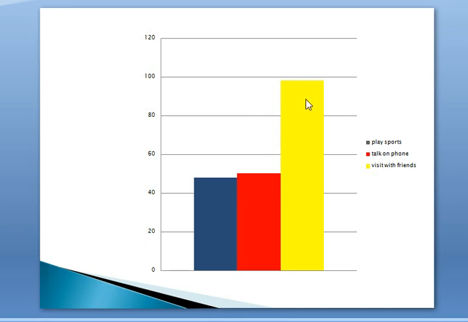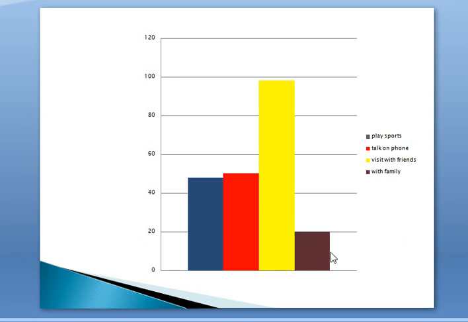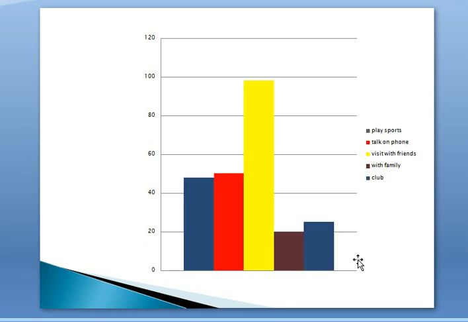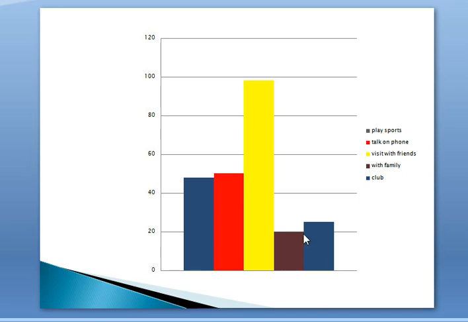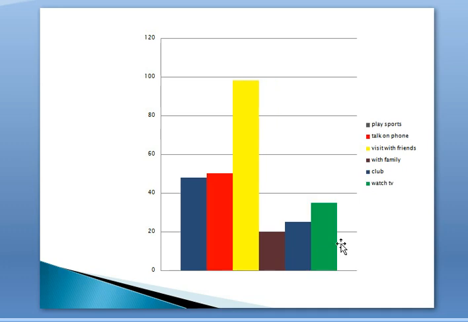Visit with friends is 98, so it will be a little below 100. Spend time with family is 20. And go to club, let's see what that was. Go to club was 25, so a little bit higher than 20. And last is watch TV, 35, a little bit lower than 40. So your vertical graph will look like this.